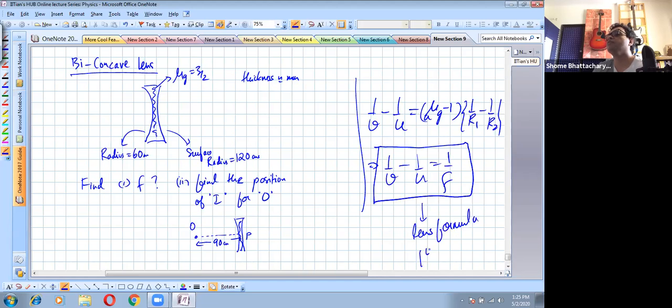We remember U, V and F are with sign. They have to be substituted with sign. So you can make use of that in the second part. Okay. So just work this out quickly.